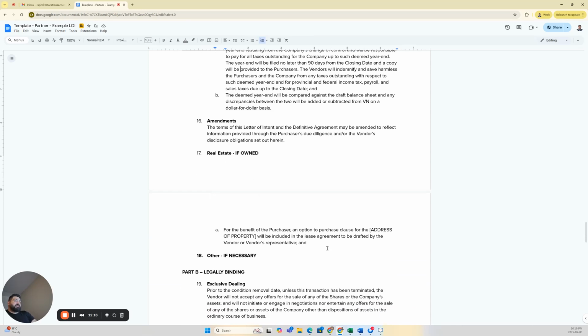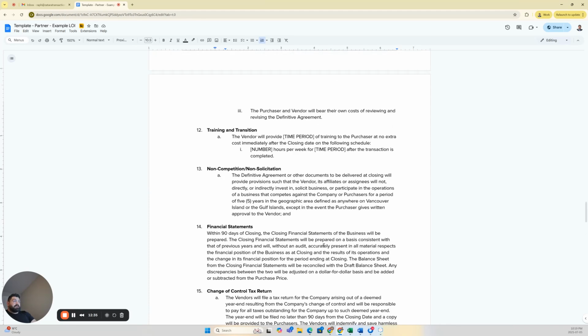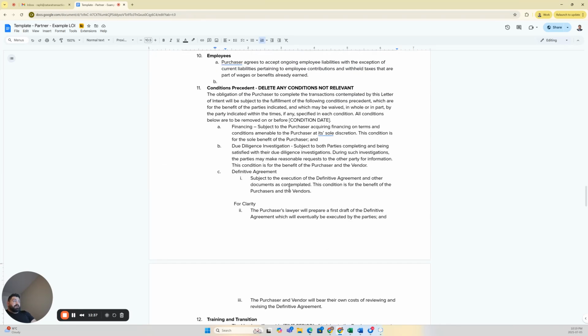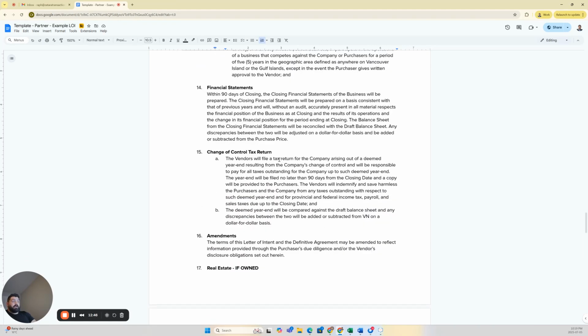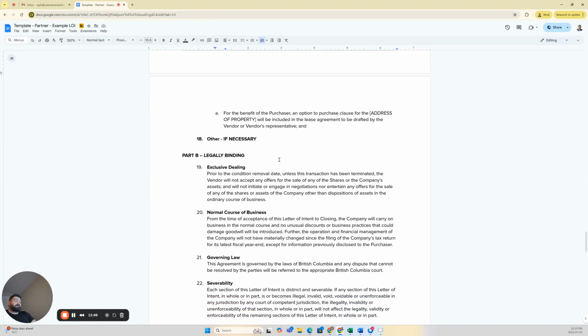Amendments, real estate clause. Sometimes there's real estate inside the business, and so you put a bunch of different stuff in here depending on what you're going to do with that real estate. So are you going to buy it, or are you going to assume the lease, or are you going to have to enter into a new lease? Is that one of the conditions that the lease has to be transferred, the supplier contract has to be transferred, whatever, right? Or you've got to enter into the buying group. We had one of those.